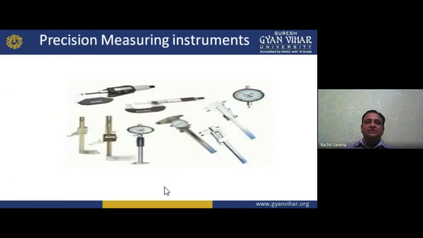Now, the precision measuring instruments we have. These are the instruments which we can use easily for the precision measurement. Now I hope you understand.